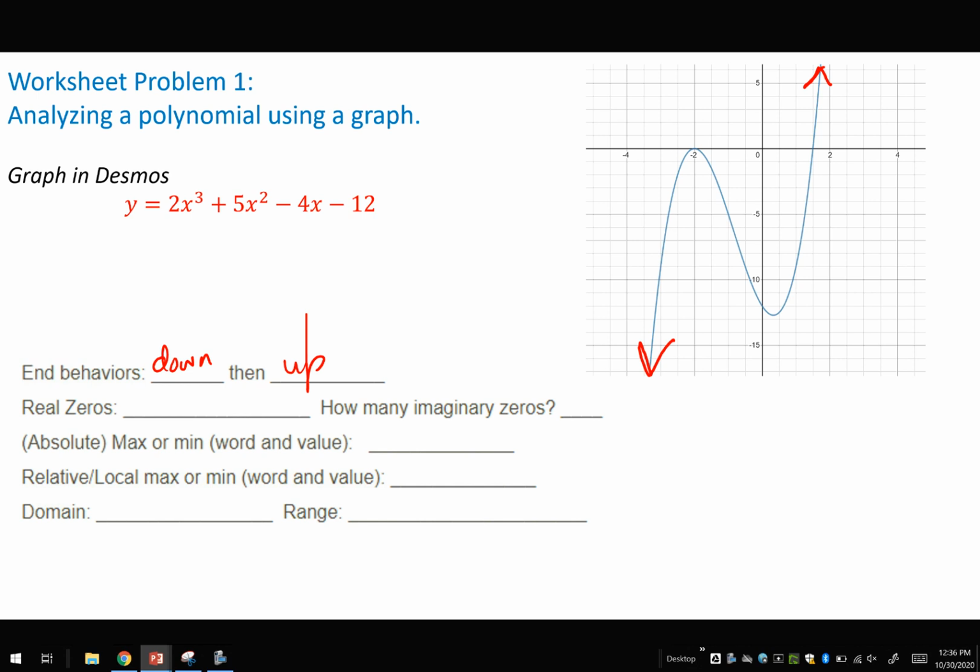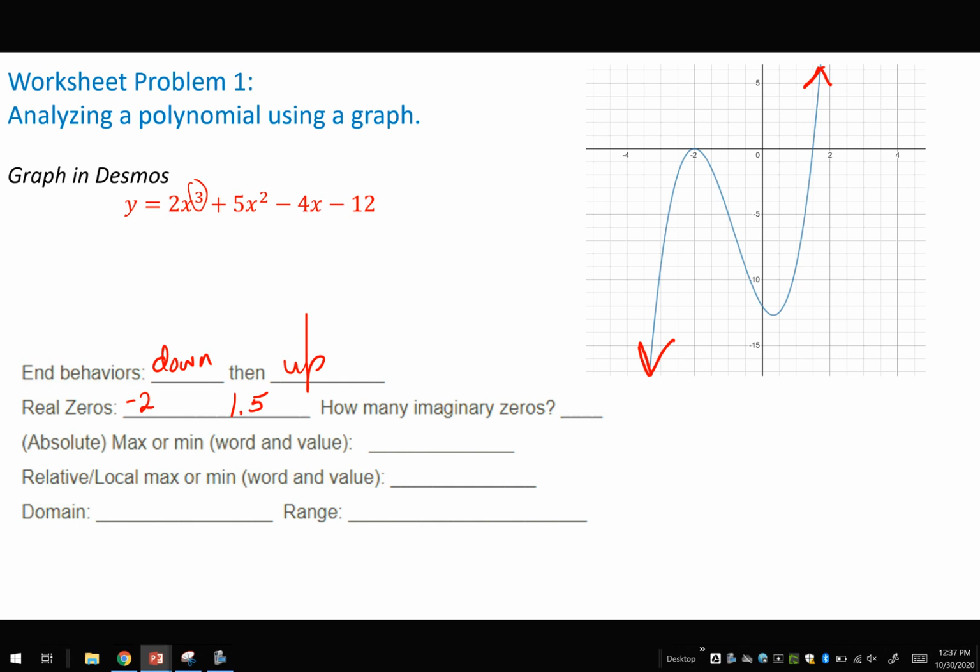Real zeros and imaginary zeros. This 3, our highest degree on our polynomial, tells us there's going to be 3 solutions. But these 3 solutions could be a mix of real and imaginary, or it could be all real, or it could be all imaginary. So I know there has to be 3 solutions. Solutions meaning how many zeros. So how many zeros are on my graph here? 2, okay? So I have here at a -2, and I also have at 1.5.